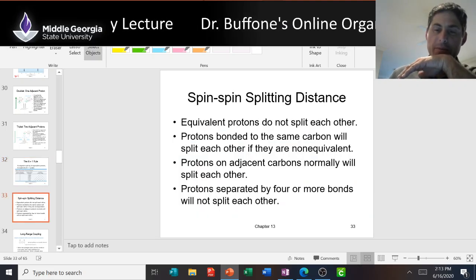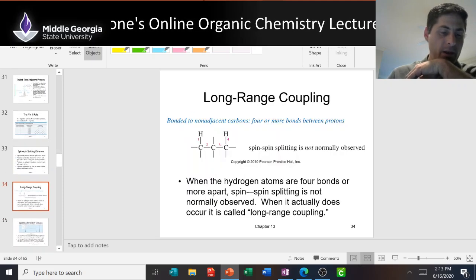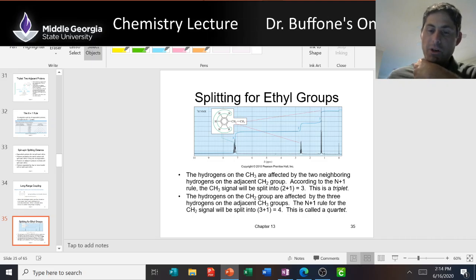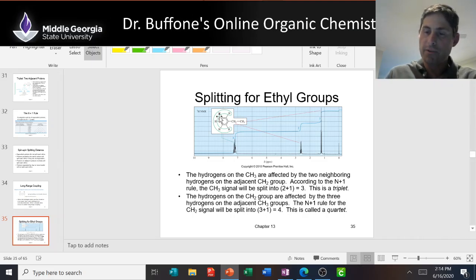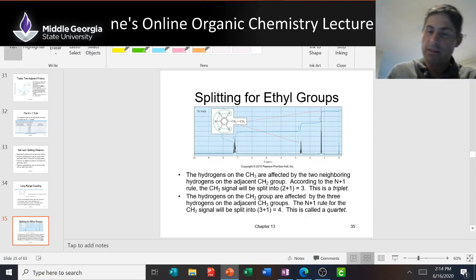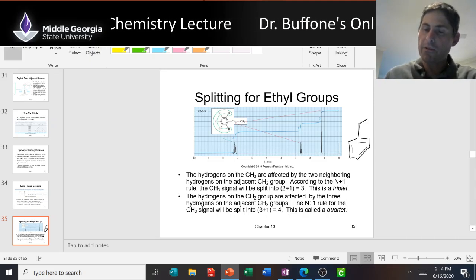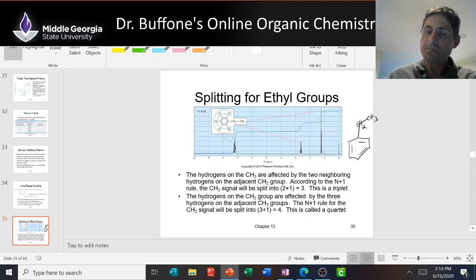We talked about the spin-spin splitting distance. That's the 3-bond rule. Long-range coupling we're not going to cover. So check this out. Here is ethylbenzene. You have a benzene ring, then you have an ethyl group, CH3, CH2.